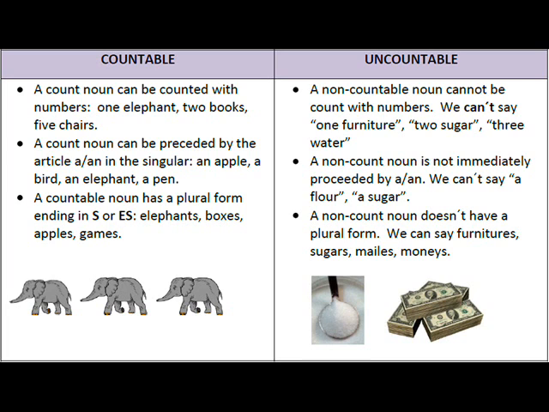A non-countable noun cannot be counted with numbers. We can't say 1 furniture, 2 sugar, 3 water. A non-count noun is not immediately preceded by a, an. We can't say a flower, a sugar. A non-count noun doesn't have a plural form. We can't say furnitures, sugars, mails, monies.